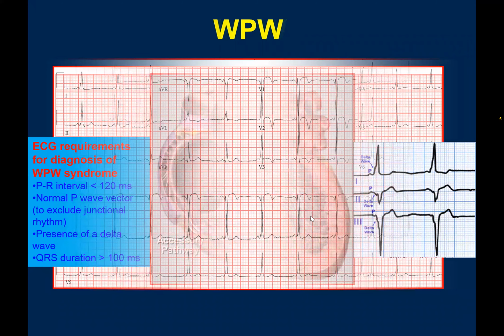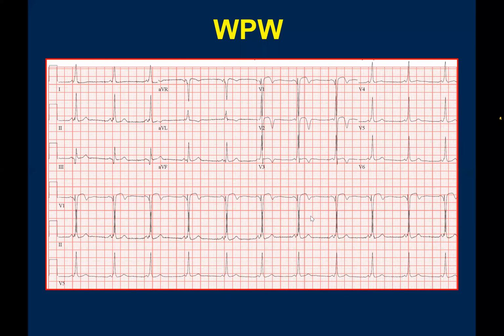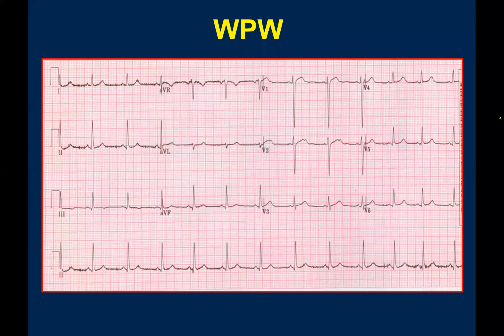Now, catheter ablation is very successful in these patients. Once the pathway is localized and ablated with radiofrequency or with cryoablation, radiofrequency being more common, they will have a normal PR interval and normal QRS complex morphology.